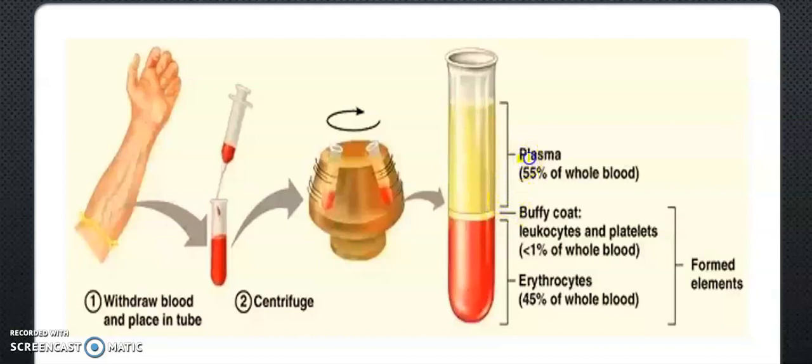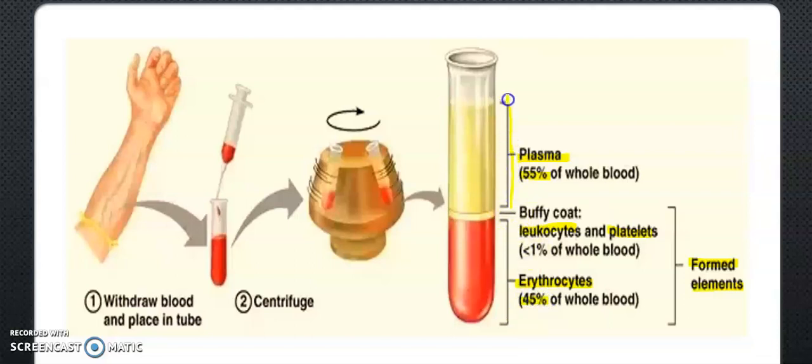The top part is going to be plasma. The bottom part are going to be the form elements. The form elements represent the cells that we have in our blood. These cells are going to be the erythrocytes or red blood cells, the leukocytes or white blood cells, and the platelets. Plasma represents approximately 55% of the blood, while the form elements, all the cells that we find in our blood, represent approximately 45%.